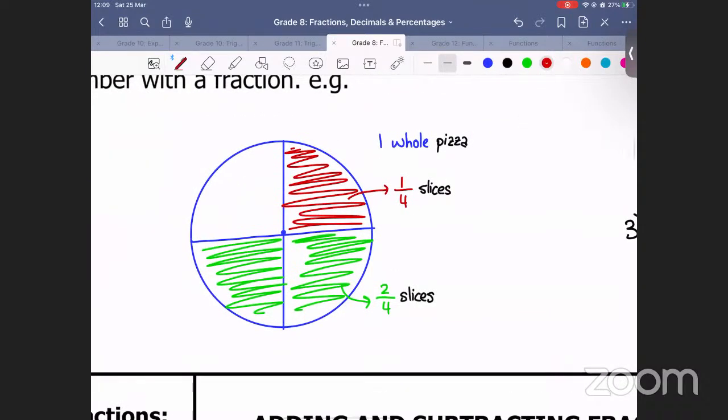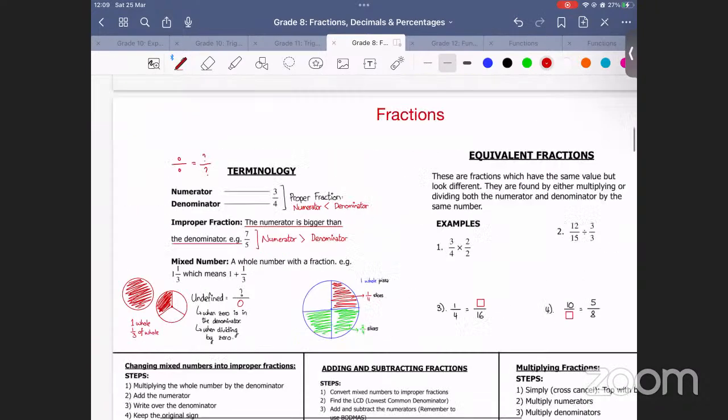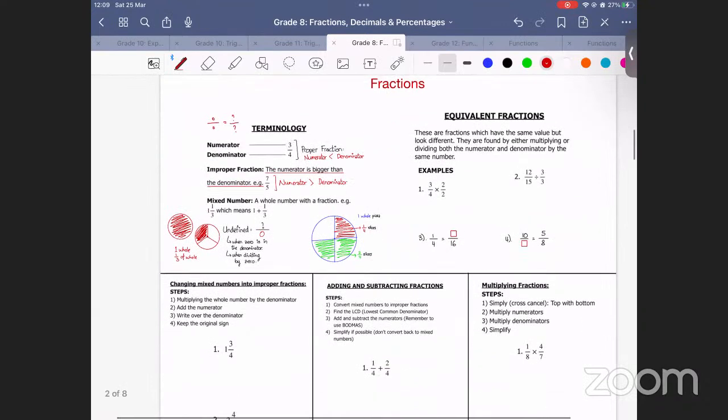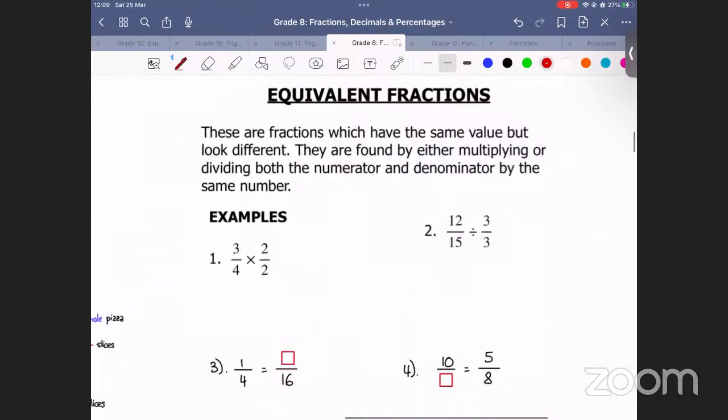Again, we discussed like 1 whole pizza. We can slice it into different, in this case, quarters. So 1 quarter, 2 quarters. Anything we can segregate or separate into fractions, into different sized fractions. That's all we discussed. So let's talk about equivalent fractions.